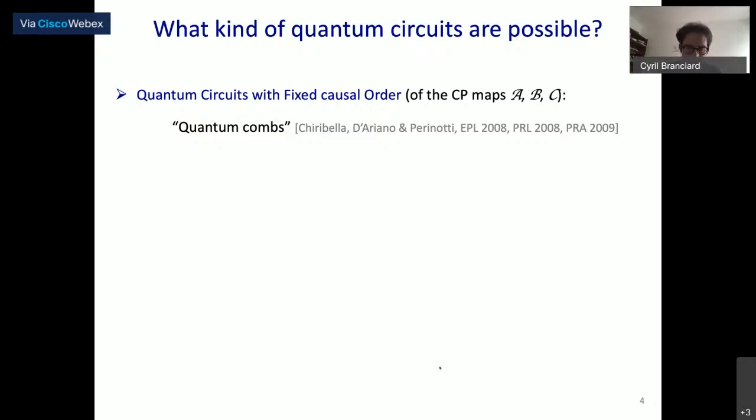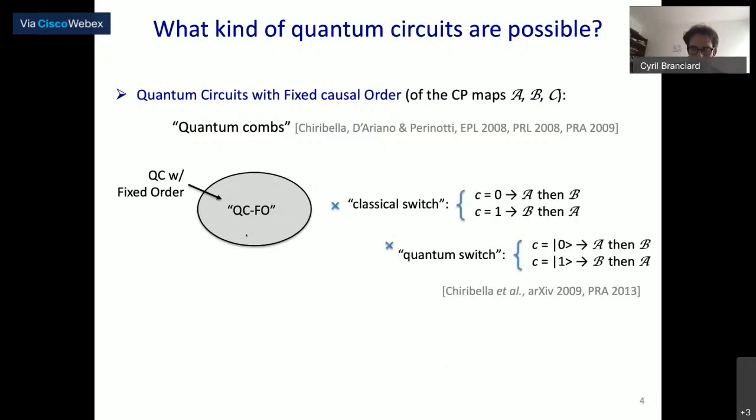But then we may ask the question of whether other more general quantum circuits could be allowed or could be built in the lab, or even more general quantum supermaps. And that was okay. So this is the set of all quantum circuits in a fixed causal order.